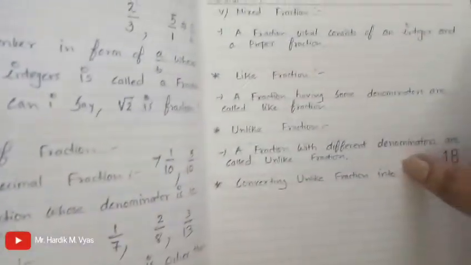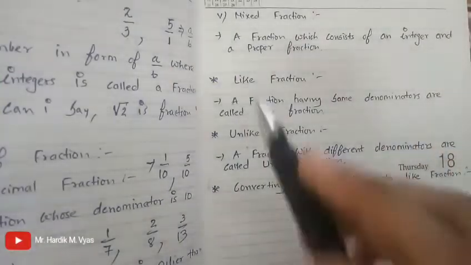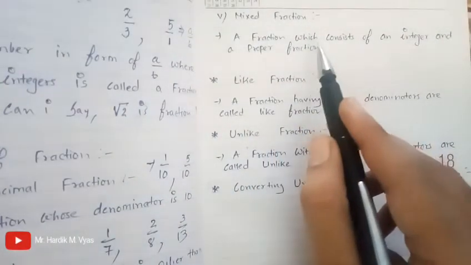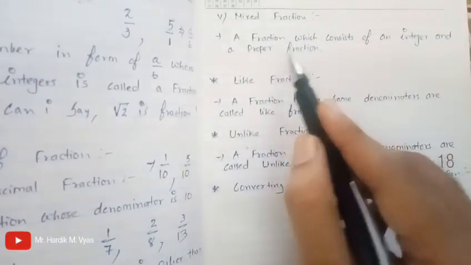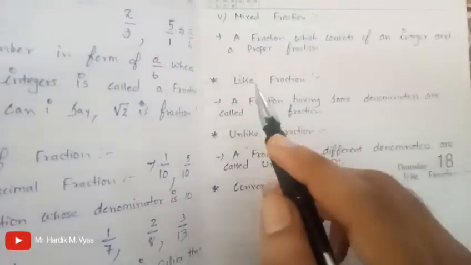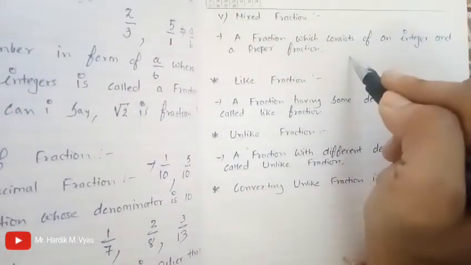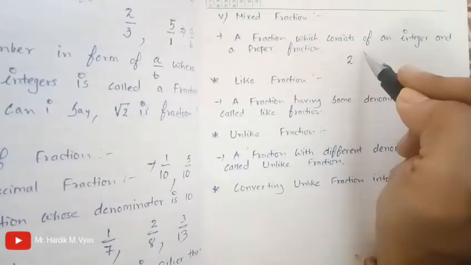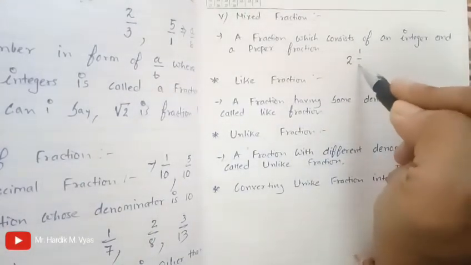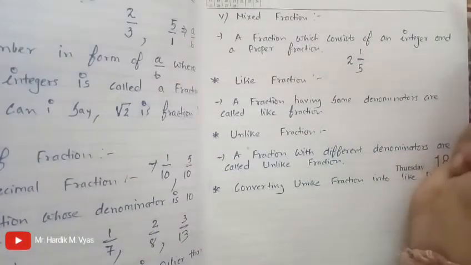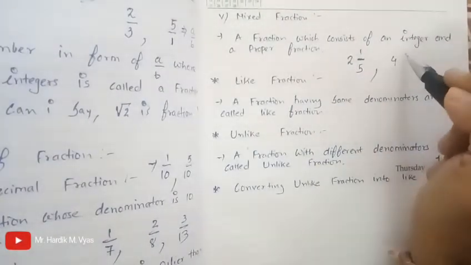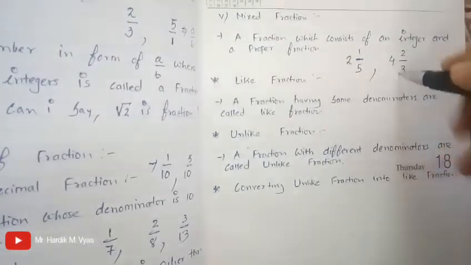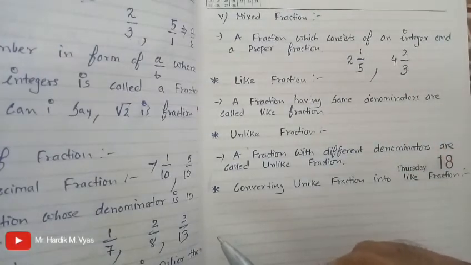One more type of fraction is the mixed fraction. A fraction which consists of an integer and a proper fraction. That means if I say 2, here it's an integer, and take any proper fraction. If I say 1 upon 5, so this becomes a mixed fraction. You can take any numbers. If I say 4 and 2 upon 3, which is also a mixed fraction.